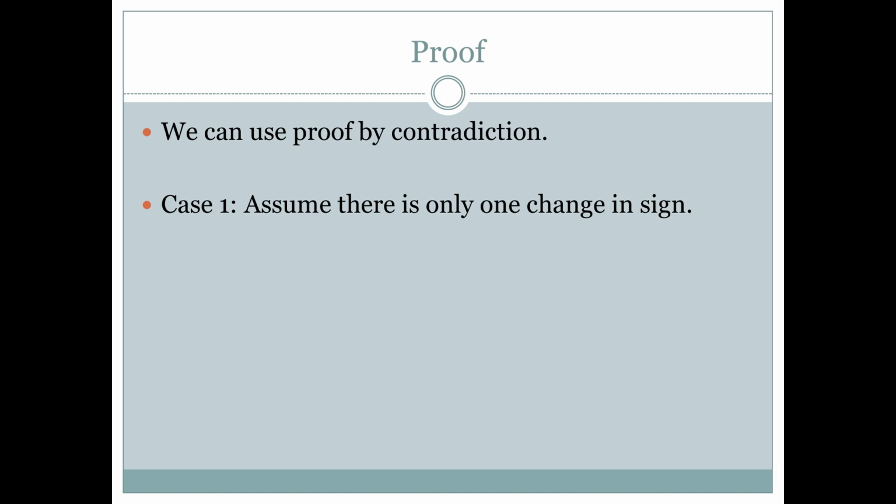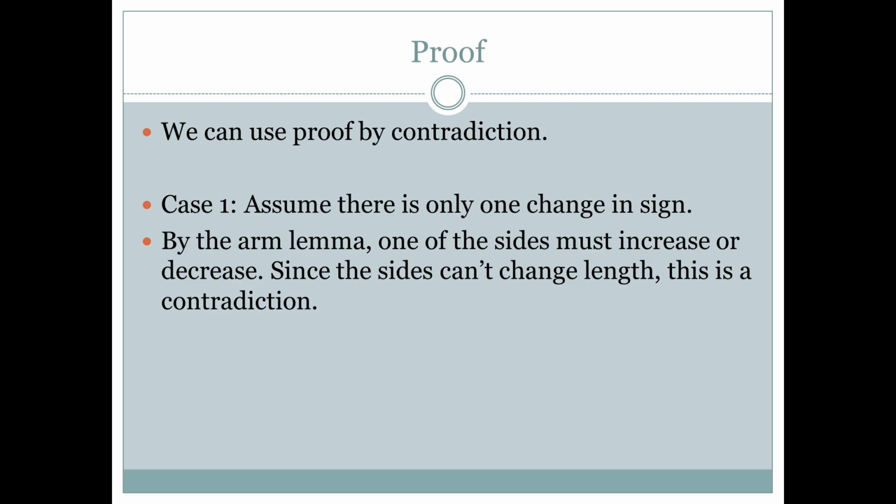Now if you remember the arm lemma, if one of the angles increases or decreases, then one of the sides must also increase or decrease in length. But by our assumption, all of the side lengths stay the same. So this is a contradiction, as one of the sides can't increase while the angle does. And in case 2, we're going to do 2 or 3 sign changes.